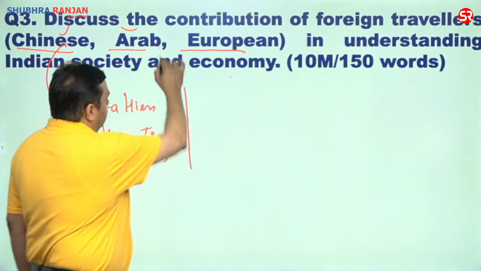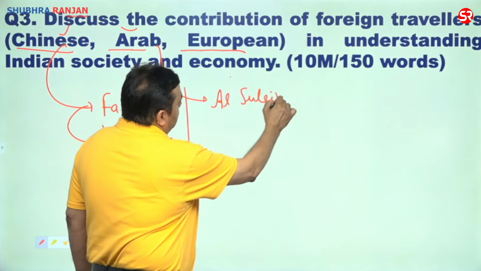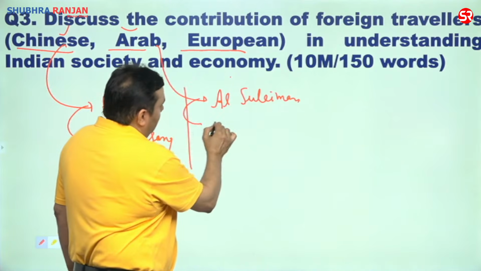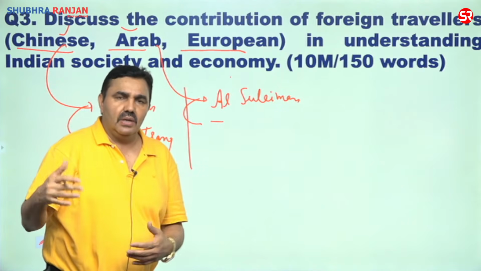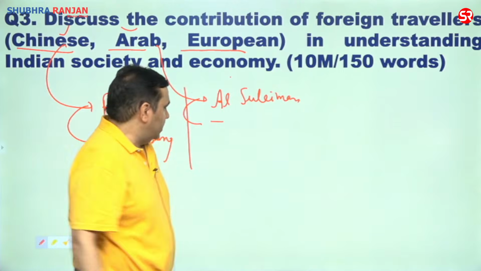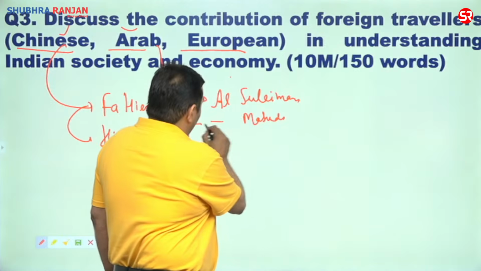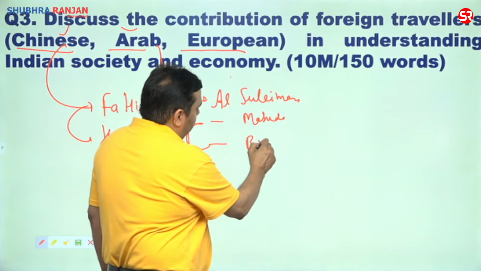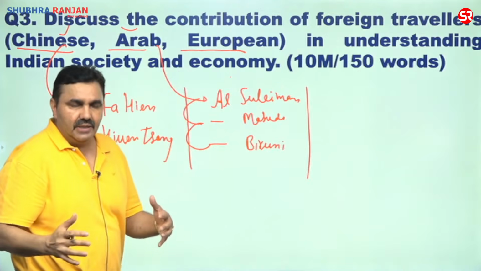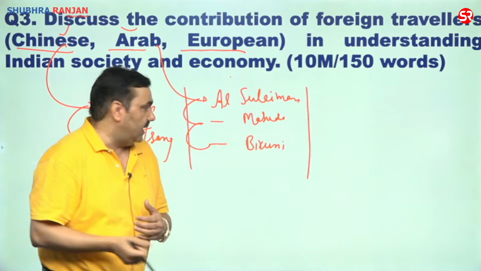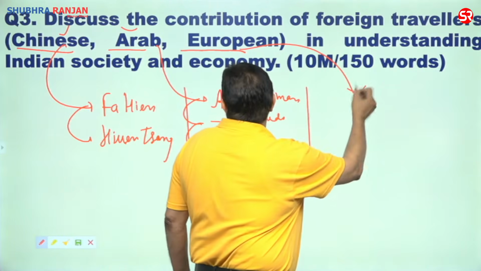Think of Arabs. Al-Suleiman came in the 9th century. Al-Masudi and Al-Biruni were the prominent Arab travelers. Al-Biruni was the most significant. He wrote Kitab-ul-Hind or Tahqiq-e-Hind, the mirror of India. He came along with Mahmud Ghaznavi.